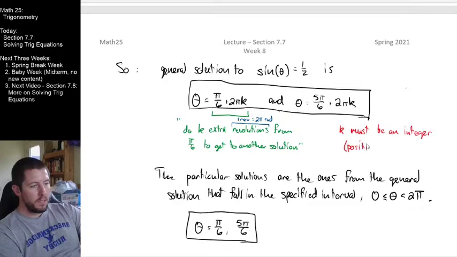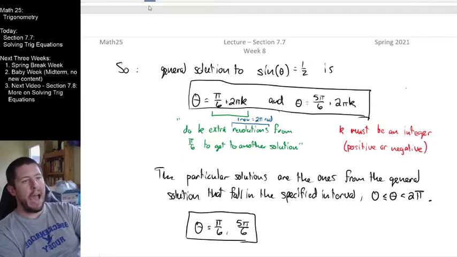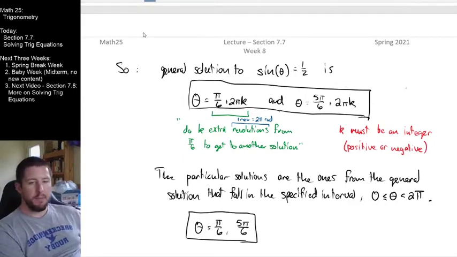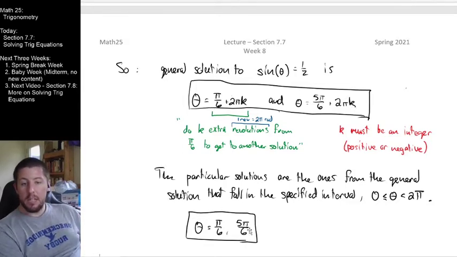Positive or negative. That just means a whole number, positive or negative. This just means don't try and stick in 1/2 for k. That's not going to get you there because going only 1/2 of an extra revolution doesn't get you to something that's coterminal with the original solution, right? So our general solutions always will have a k in them. Our particular solutions are always tied to some specified interval that's been provided for us.